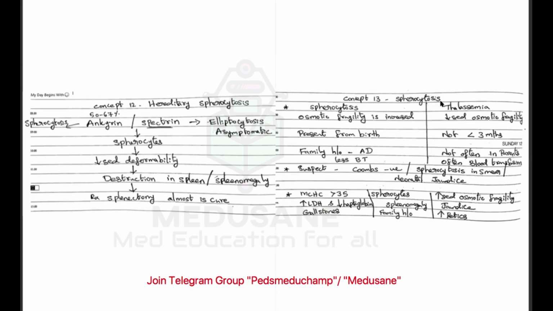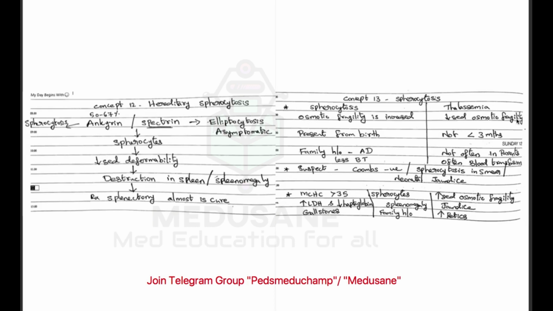Okay. And a small comparison between spherocytosis and thalassemia, maybe you might get a question about it. One is the osmotic fragility. Osmotic fragility is increased in spherocytosis. Increased means what? They are very fragile as they are deformable. So you start putting them in the osmotic solution, and they start lysing very fast. So osmotic fragility is increased in spherocytosis, whereas it is decreased in thalassemia.